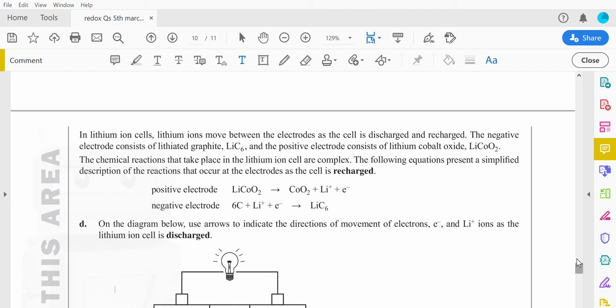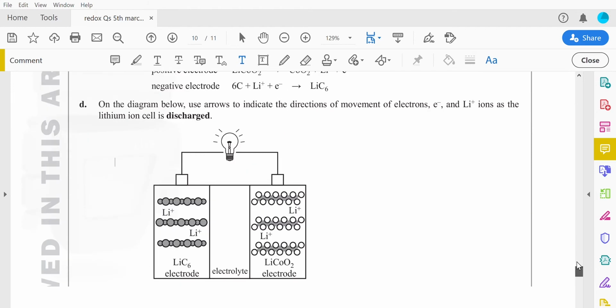Okay, in lithium ion cells, lithium ions move between the electrodes as the cell is discharged and recharged. The negative electrode consists of lithiated graphite, so lithium in graphite, and the positive electrode consists of lithium cobalt oxide. The chemical reactions that take place in lithium ion cells are complex. The following equations present a simplified description of the reactions that occur at the electrodes as the cell is recharged.